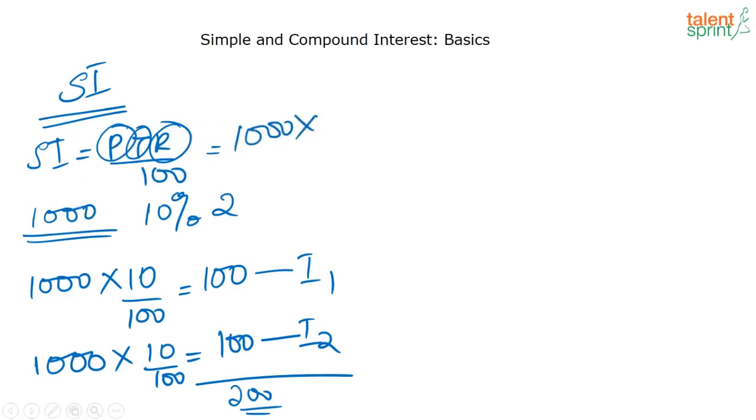What is T? T is the number of periods that you have invested it for, correct? Here T is 2 years. So 2 into 10 by 100. This also you get the answer as 200.